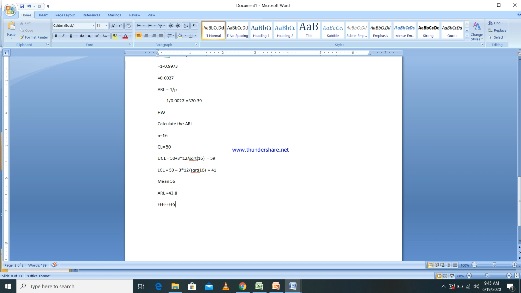So we keep on doing this process. We are continuing this process until we get an out of control signal. So it's like a geometric distribution, right? So the average run length, if you take this average run length, it's not a symmetric distribution because it has the characteristics of the geometric distribution, right?